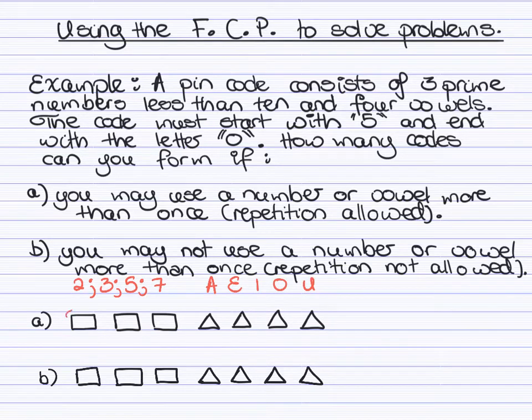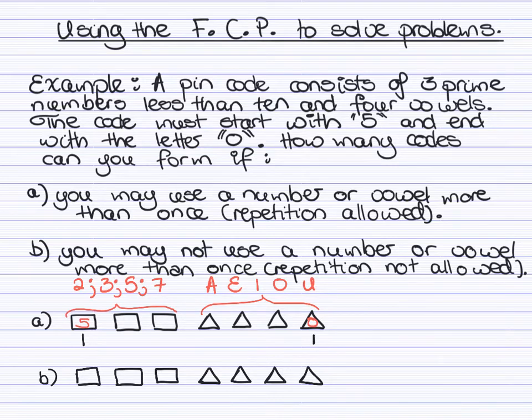So these first 3 blocks here represent our prime numbers. And the second 4 triangles are the spaces for the vowels. In setting up the code, they've told us specifically that the code must start with the number 5, okay? And it must end with the letter O. There is only one way of selecting the number 5. Okay, that's why we write 1 there. There's also one way of selecting the letter O from the vowels.